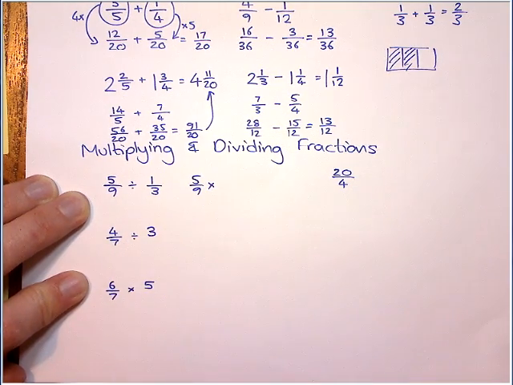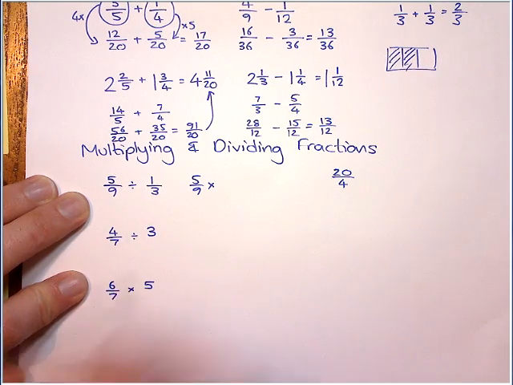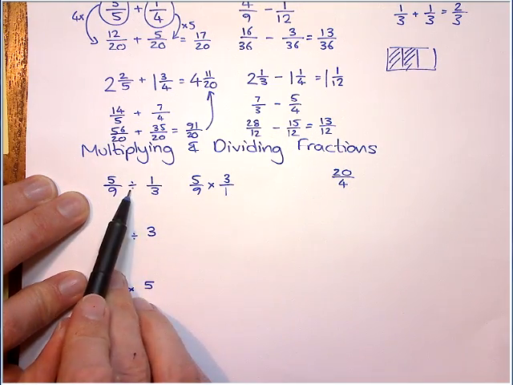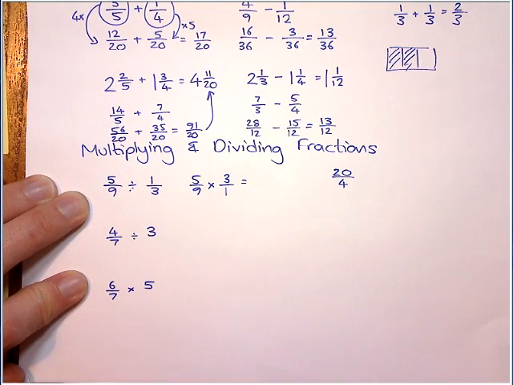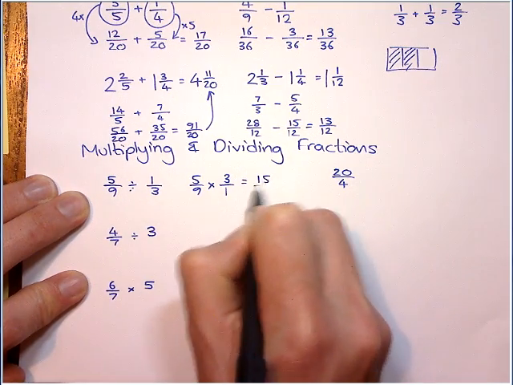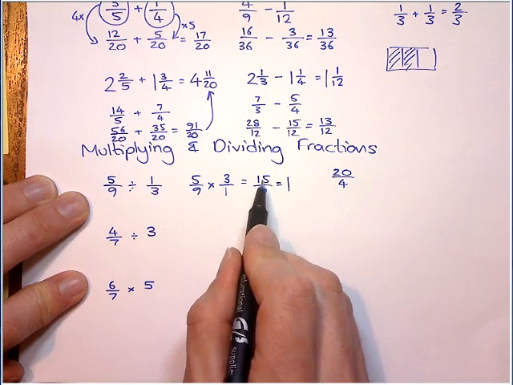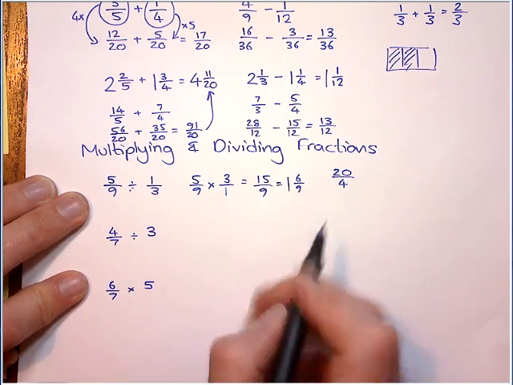We change it into a times, but we can't do that unless we reciprocate it. And what I mean by that is you flip the second one over. So you change it into a times and you reciprocate the second one. And then once you've done that, it's just times the tops and times the bottoms, which again I can make into a mixed fraction. There's only 1 9 and 15, and 6 over 9, or 1 2/3 would be a better answer for that.